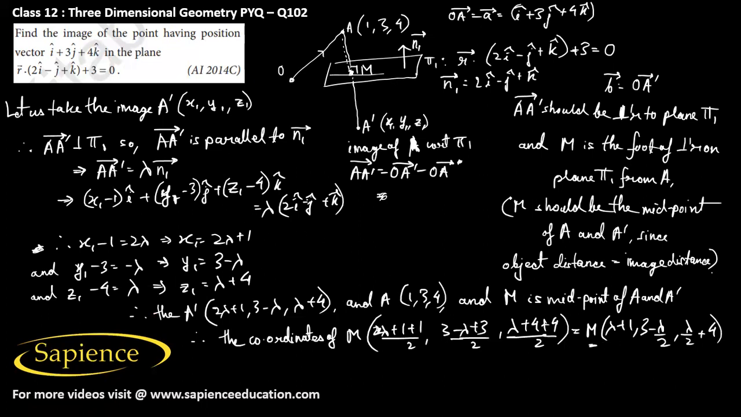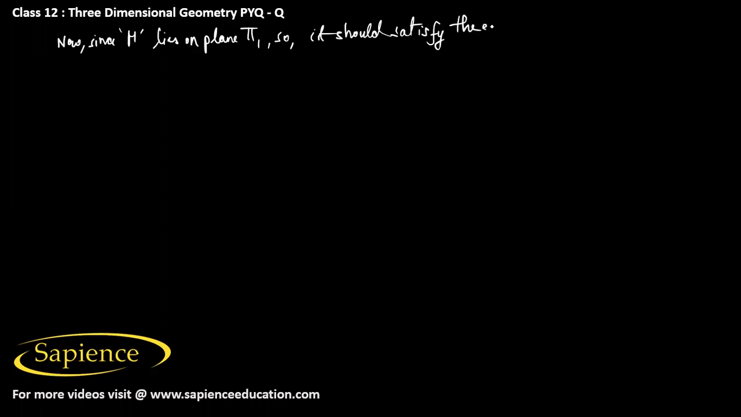This point M is lying on the plane pi 1, so it should satisfy the equation of the plane. Therefore, the point M, which is lambda plus 1, comma, 3 minus lambda by 2, comma, lambda by 2 plus 4.